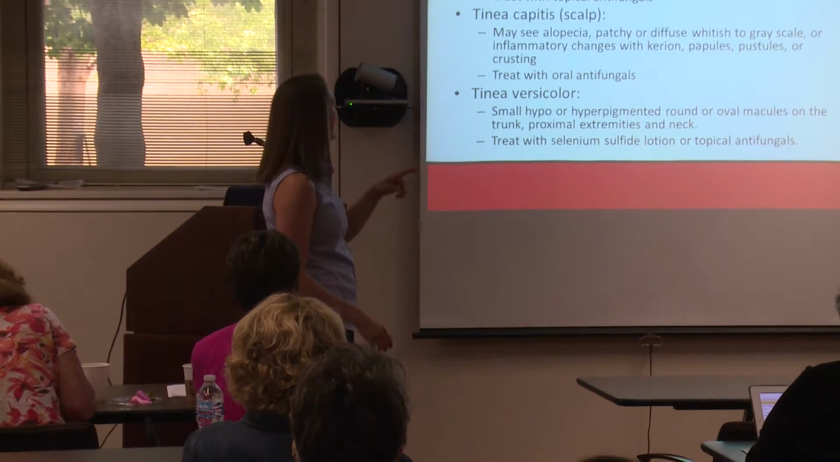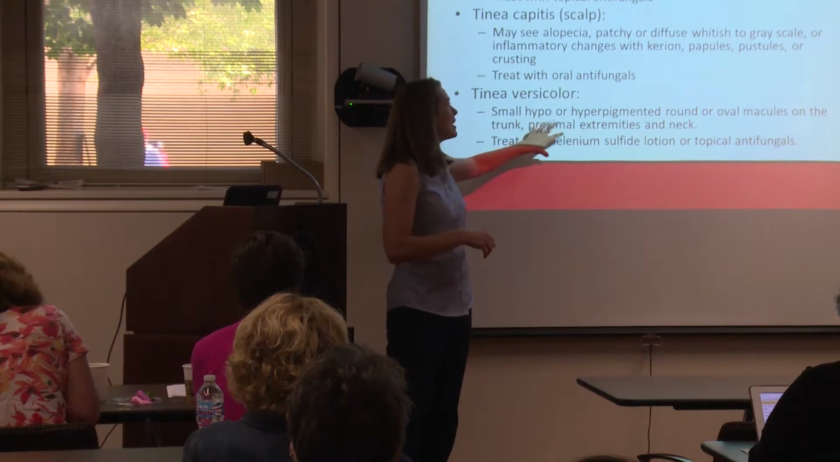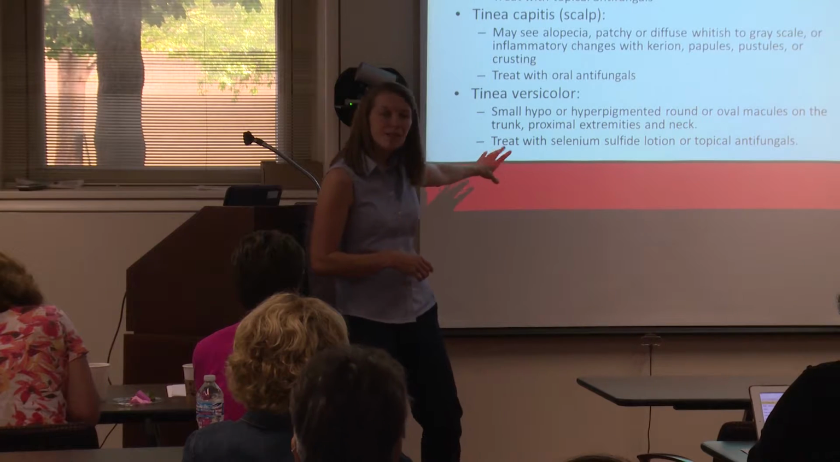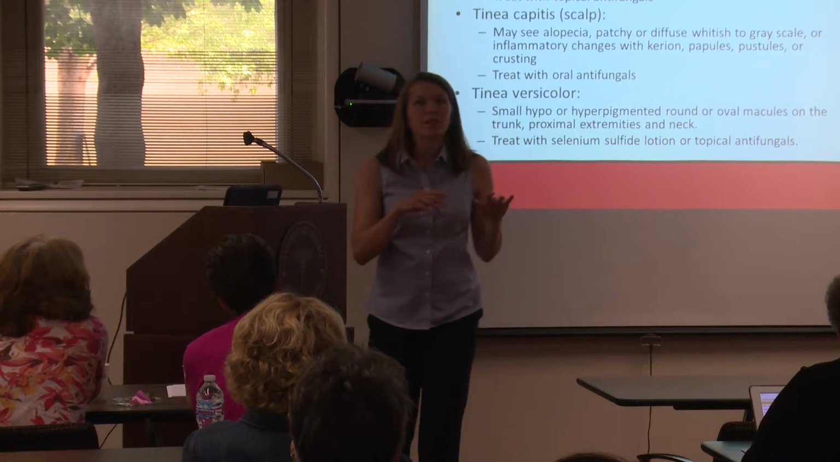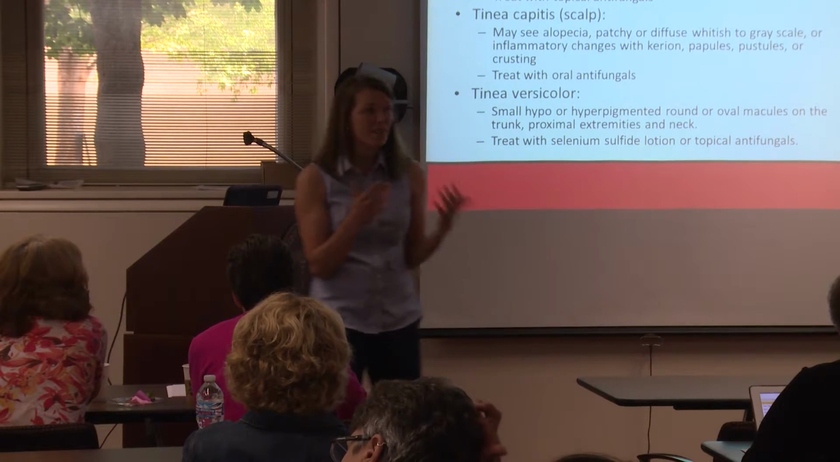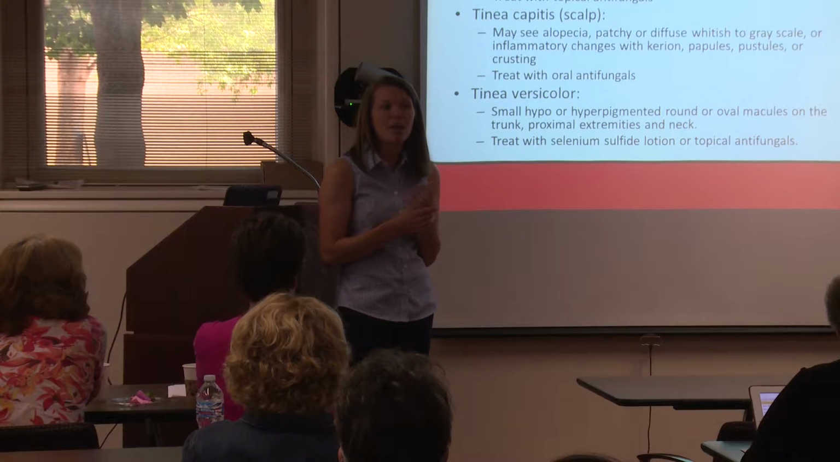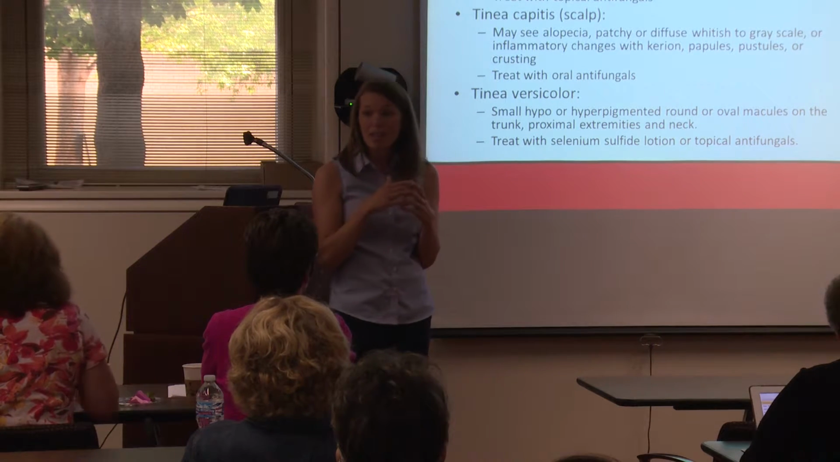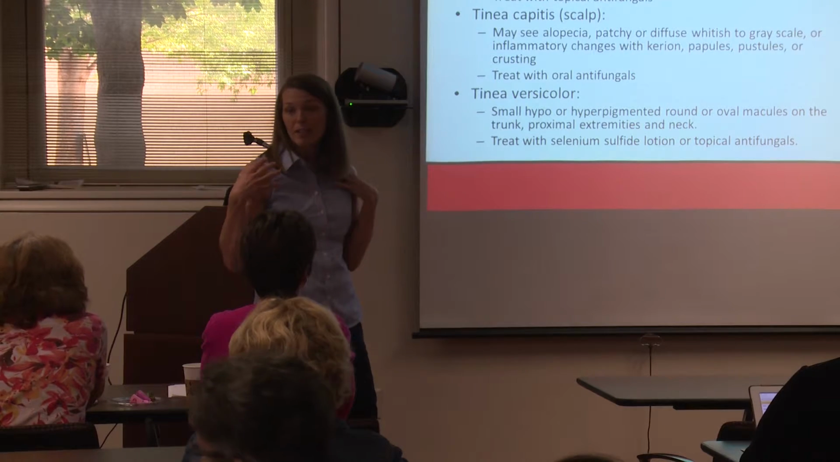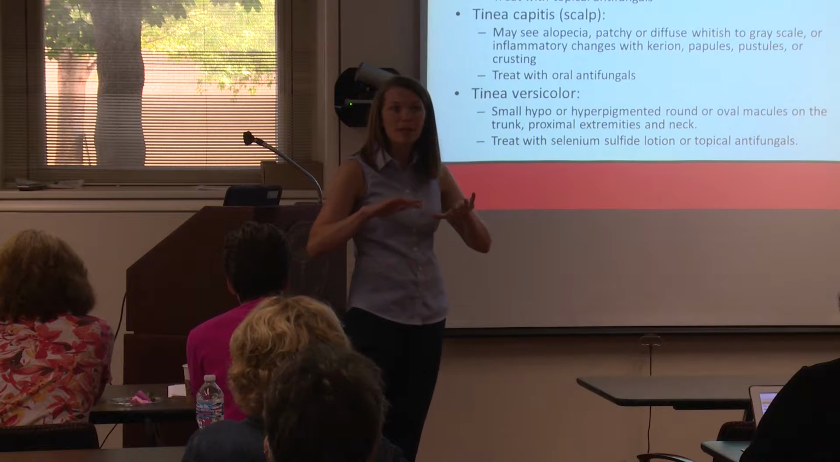Tinea versicolor is just a little different. It's a different fungus, called Malassezia. It can sit on the skin for years and people don't really care. It's not very itchy, or it can be a little itchy. If you get sweaty or hot from the shower, it'll change. That's why it's called versicolor: when you come out of the shower or you're out in the sunshine, it may look reddened, but then it goes back to looking hypopigmented or pale.